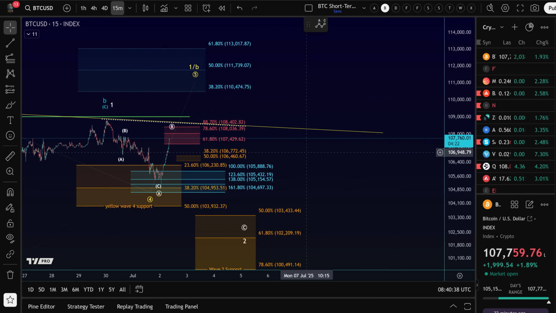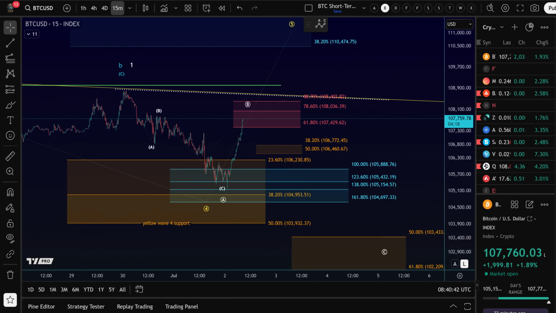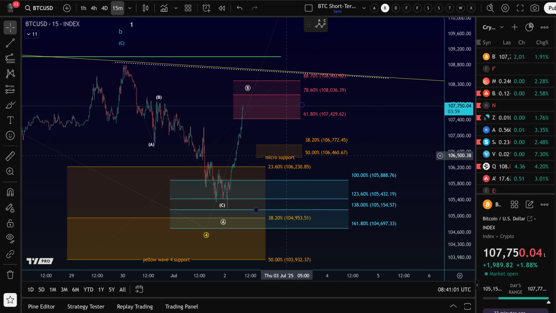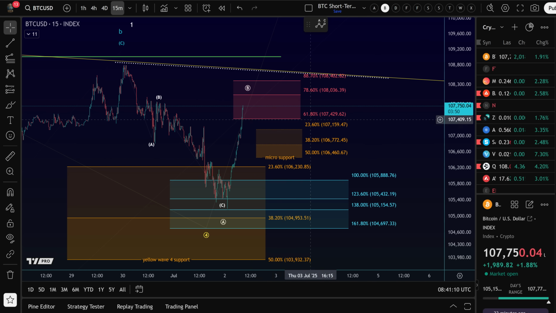Now, what we have to pay attention to as well is the micro support area. This is a micro support I added to the chart, which is currently located at 106,460. So why is this important? This is important because as long as we're holding above it, there's absolutely no sign of a top. No sign at all. So only a break below it would be our first signal for a top. And that means as long as we hold above this zone, I can even add the upper zone, so it's this area here.